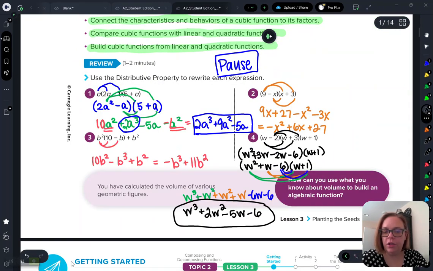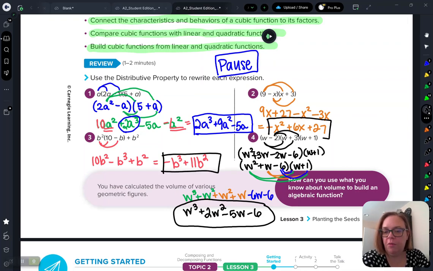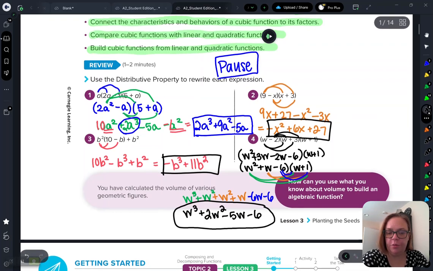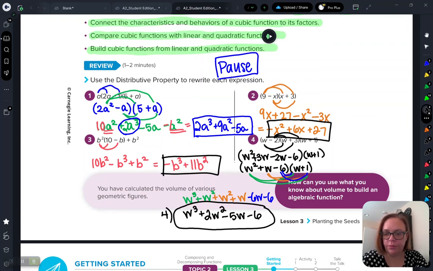All right, go ahead and check your answers. I'll box them up for you so you can see them. Pause if you need to look at the work a little bit more carefully. This is number 4. I just ran out of room.